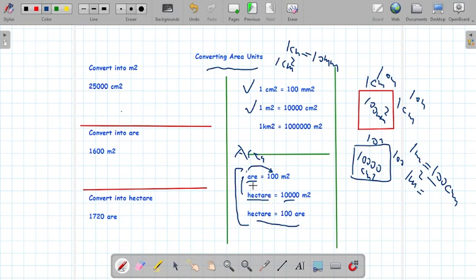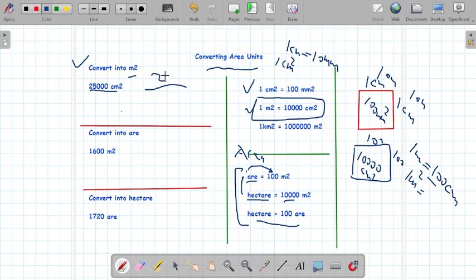To explain these units more clearly, we will practice some exercises here. It says convert into meter square. What do I need to convert into meter square? The centimeter square, 25,000 centimeters square. So I need to use which one? The relation between centimeter square and meter square. So I know that every 1 meter square has 10,000 centimeters square. Pay attention, when you are converting from the smallest unit to the largest unit, you need to divide.